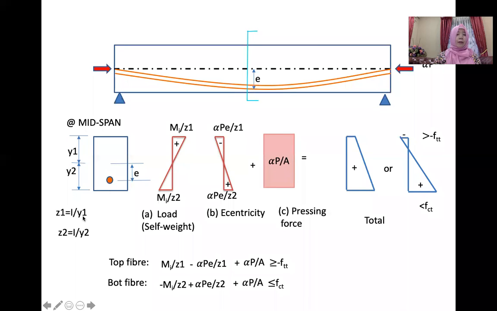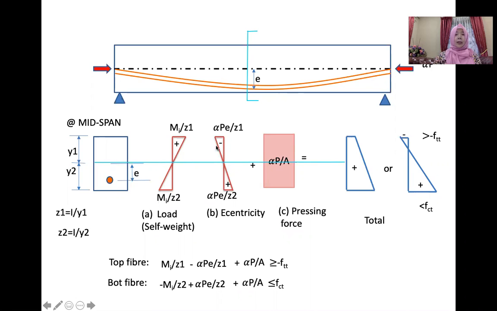Z1 is I over Y1. So you need to remember this equation here: Z1 is equal to I divided by Y1. Z2 is I over Y2. This is the neutral axis. You can remember last time when we drew stress, there is a neutral axis here. So the top stress will be divided by Z1, and the bottom stress will be divided by Z2.